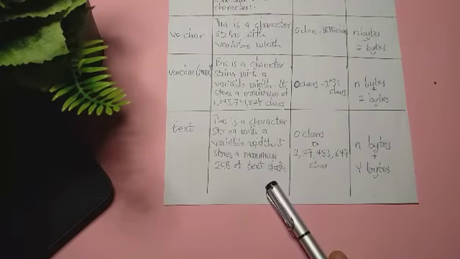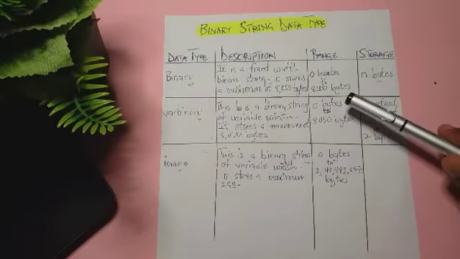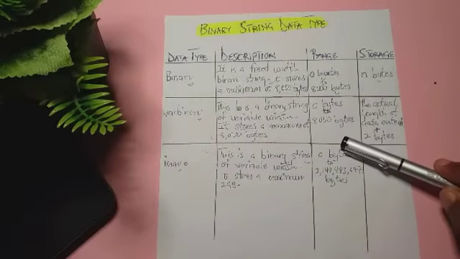And we have the varbinary. This is a binary string of variable width. The varbinary has a variable width, whilst the binary has a fixed width. It stores a maximum of 8,000 bytes. That's the range, 0 bytes to 8,000 bytes. The memory is the actual length of data entered plus 2 bytes.